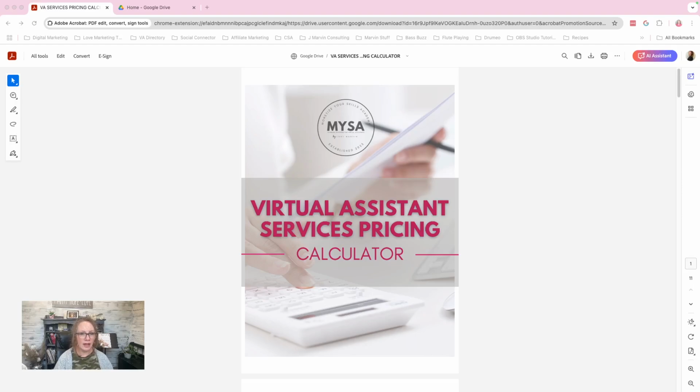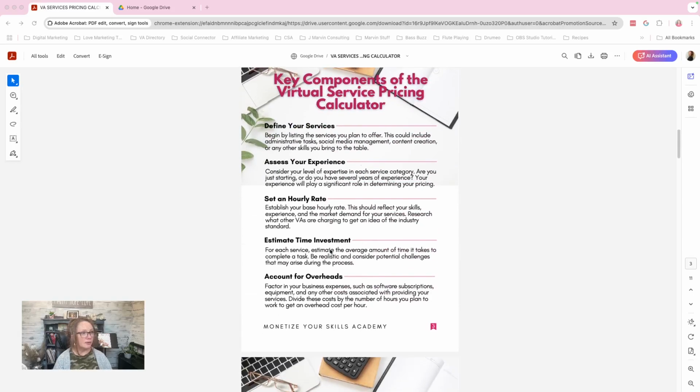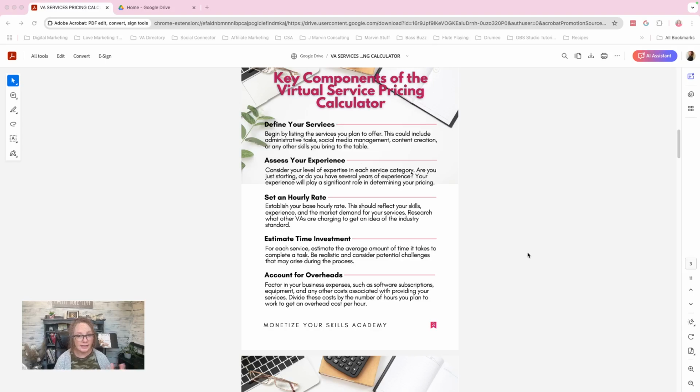So let's take a look here in the calculator guide. I just want to show you what's inside here, for free. It talks about the key components of the virtual service pricing calculator: defining your services, assessing your experience, setting your hourly rate, which is so important, and estimating your time investment, because you guys, you need to know what your time is going to be invested into certain services. You don't want to be offering a certain rate and then go way over those hours because you didn't know how long it was going to take you.